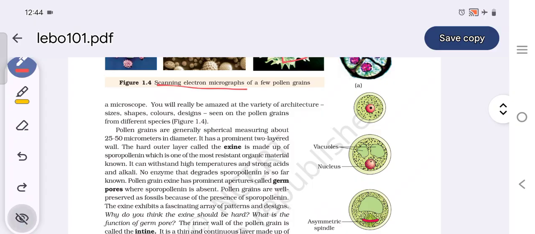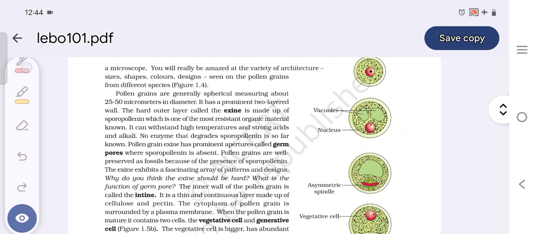When you have to describe, the pollen grains are made up of two layers. You have the outermost layer, which is called the exine, and the inner layer, which is called the intine. These are the two layers we have on the pollen grain. Now, what is exine known for? Exine is known for sporopollenin, which is one of the most resistant organic materials known.